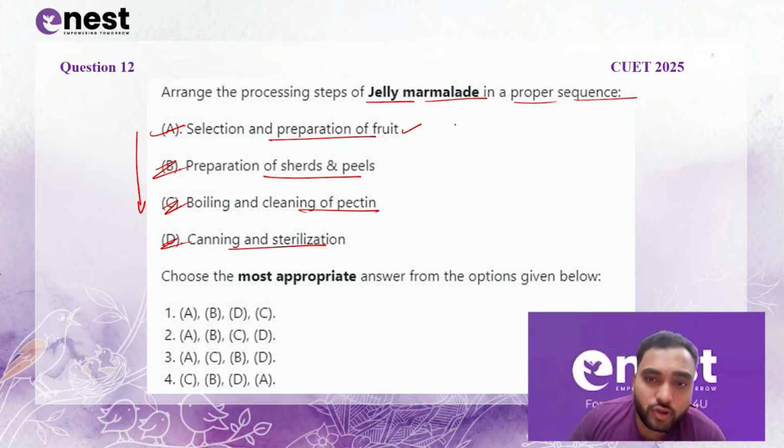In selection and preparation of fruit, you will take the fruit, clean it, and make it ready for the next step. Preparation of shreds and peels: you will cut the peels into thin shreds so that they are easy to mix in the entire mixture. Then boiling and cleaning of pectin: peels will be boiled with sugar and acid, pectin will be extracted from the peels, and the foam and other impurities will be released from the mixture. Then you will fill it into the proper containers, either cans or glass containers, and then give the heat treatment for shelf stability. So A, B, C, and D. Let's see which option is right. Second is the right answer for this question.